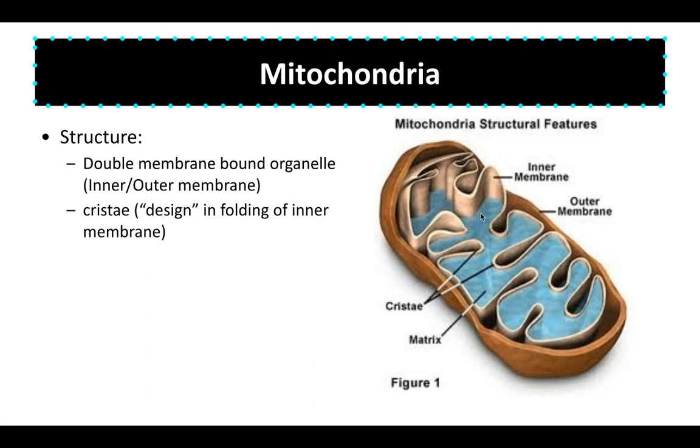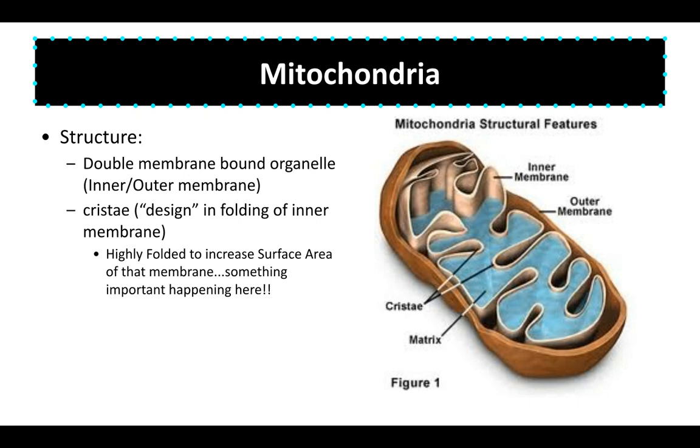The zigzaggy folded pattern of this inner membrane is called the cristae. And again, this allows a lot of inner membrane to fit into a small amount of space. So essentially, if we highly fold the inner membrane in these cristae patterns, we can get a lot of it in the overall mitochondrial structure.